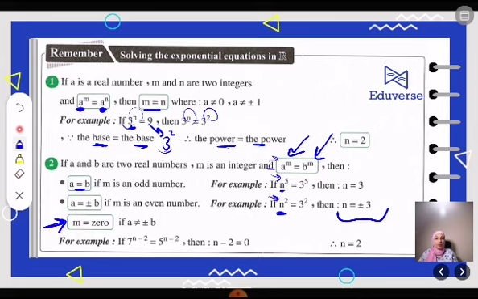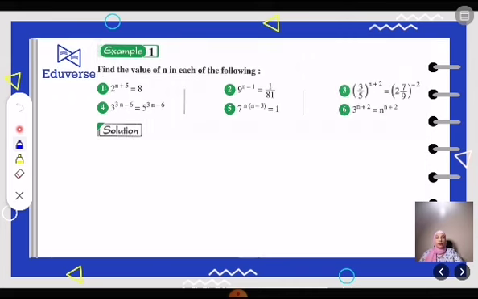That made the two bases equal. Like here, 7 to the power n minus 2 equals 5 to the power n minus 2. 7 and 5 are not the same, but n minus 2 is the same power here. That means n minus 2 equals 0, which means n equals 2. Let's solve these examples about this part.